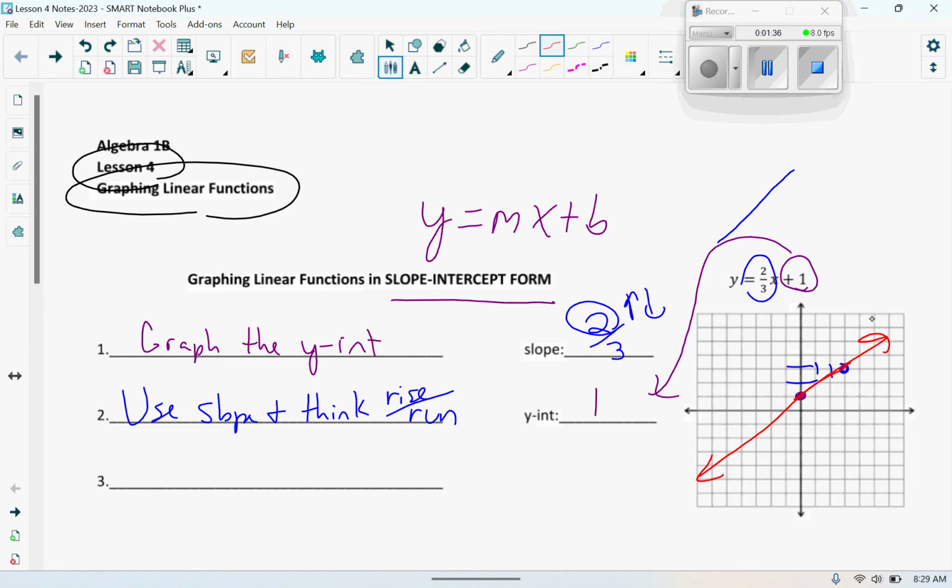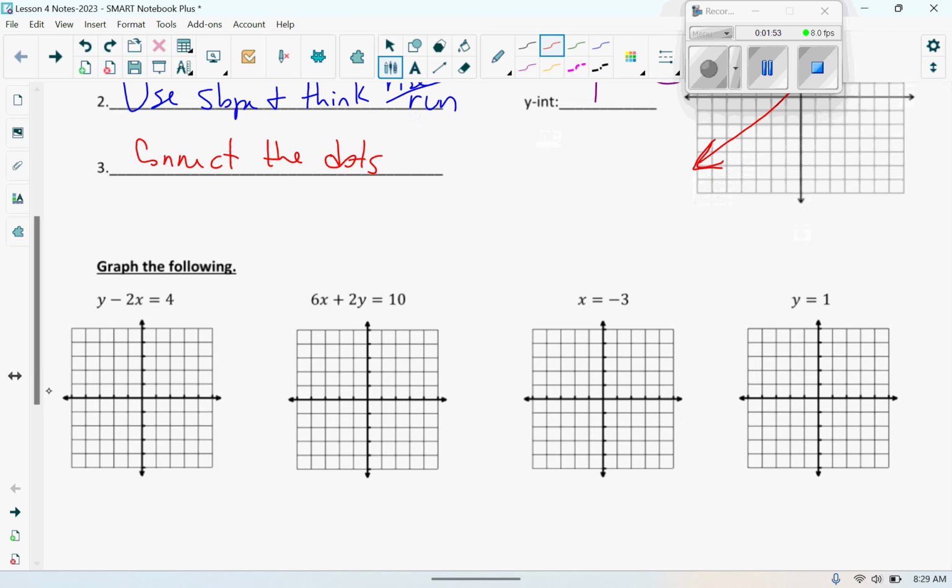And our last step is we're going to just connect the dots and be intentional about this. We want to not only connect the dots, but we want to put the arrows at the end because it does go on forever and ever. Okay, so we're just going to practice graphing these.